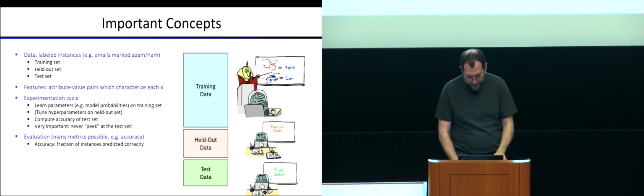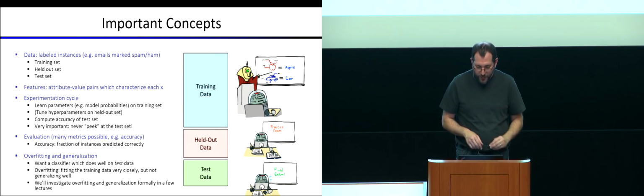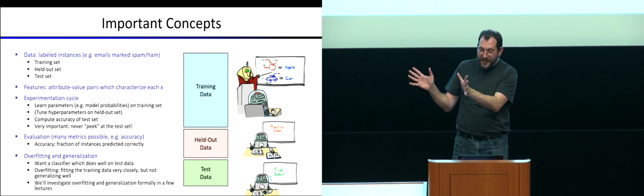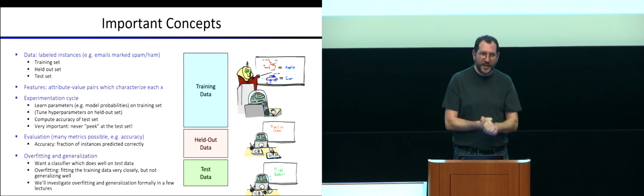Okay. And again, we're going to talk a lot today and next time about overfitting and generalization. We want a classifier which does well on the test data. We don't have the test data, or we don't have the true test data, so instead we build a classifier that does well in the training data, and then we try to come up with methods where the training accuracy is going to mean something about the test accuracy.